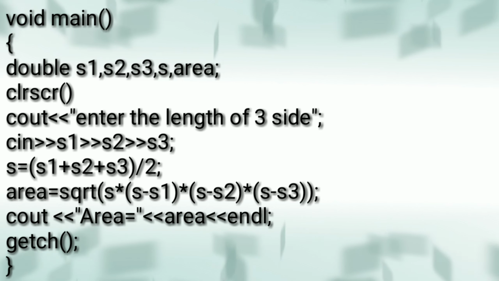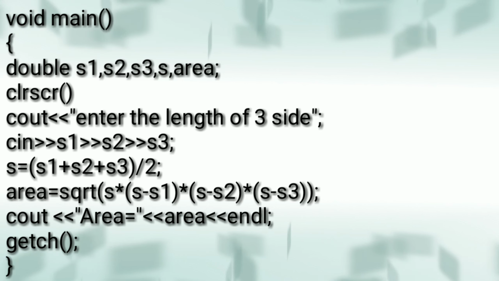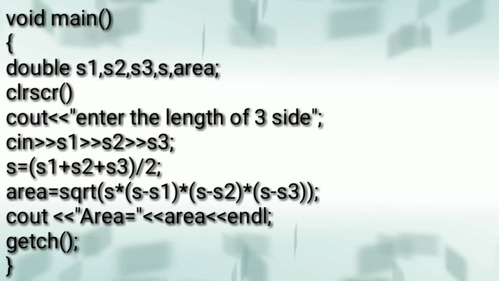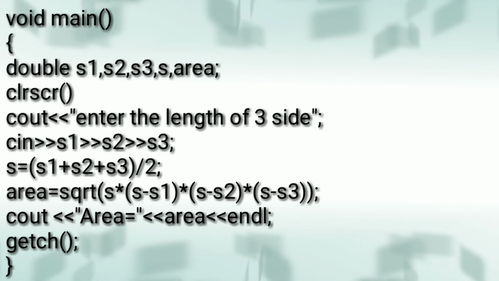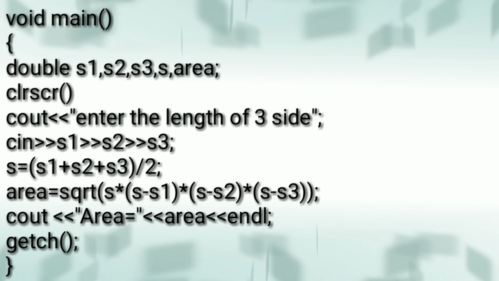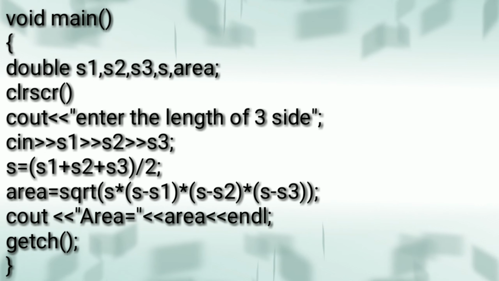Next line takes the input from the user through keyboard. cin S1, S2 and S3. These three lengths you are going to enter through the keyboard. Anything you can enter.